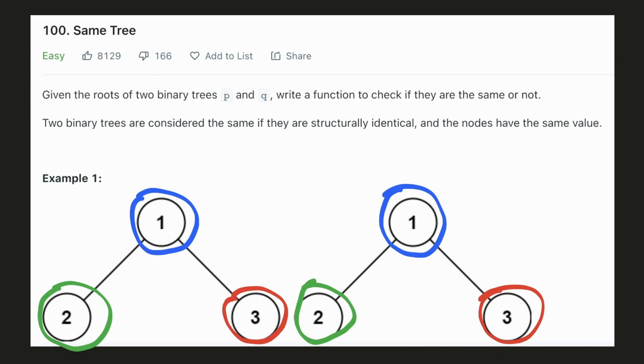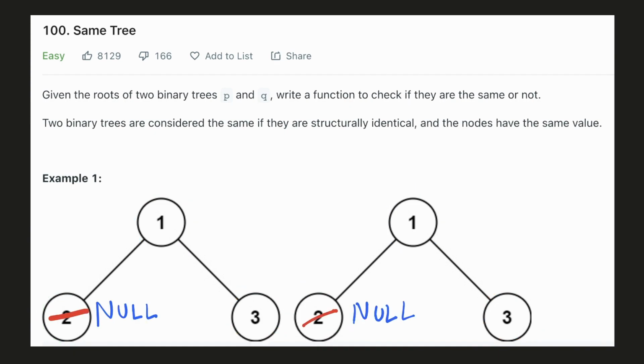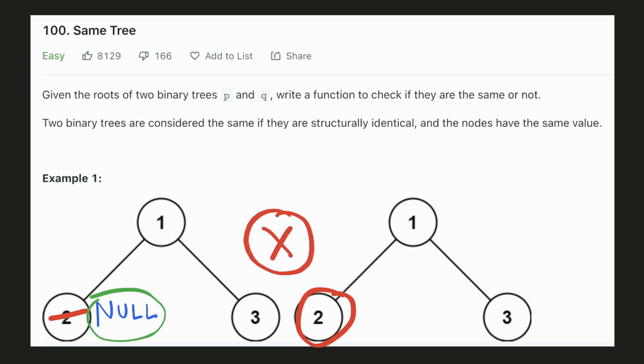Let's try to think about the base condition for our recursive call. Let's assume that there is no left subtree for node 1 in both the trees. Since the null node occurs at the same point for both these trees, the structure will be the same, hence they will be the same trees. If instead there is a null node on one tree and a non-null node in the other tree, then the structure cannot be maintained, hence these trees will be different.